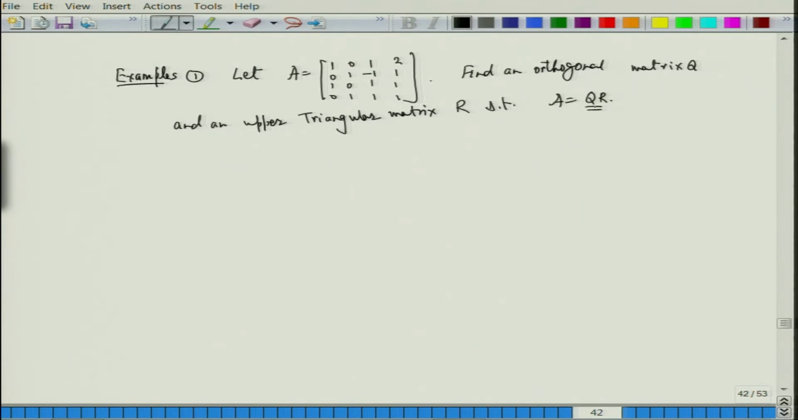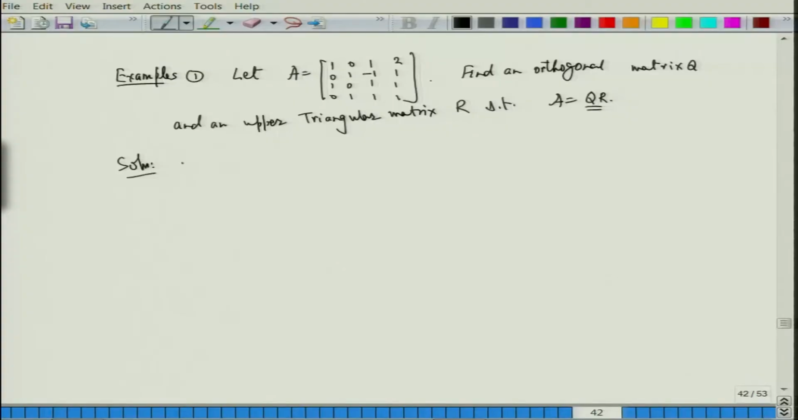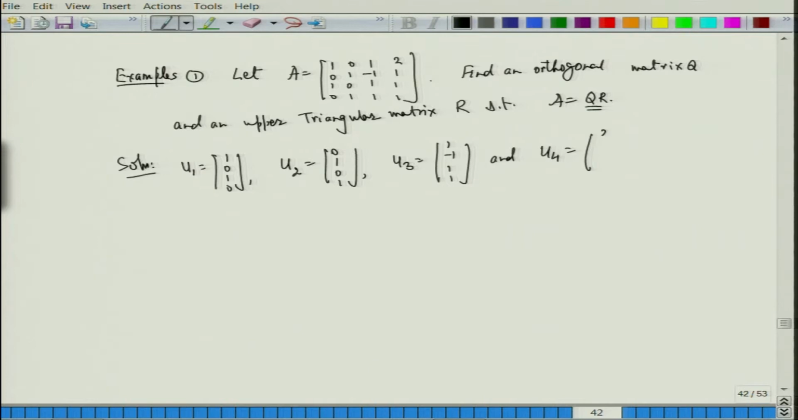Alright, so let's look at the solution. Now the ordering is fixed. There is a first column, second column, third column and fourth column, so you'll have to do your calculation based on that itself. So you'll have to write U1 as 1 0 1 0, U2 as 0 1 0 1, U3 as 1 minus 1 1 1, and U4 as 2 1 1 1. Alright, this is the way we are supposed to do it.